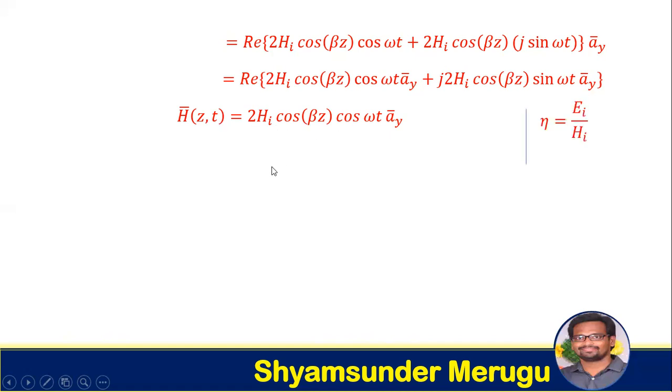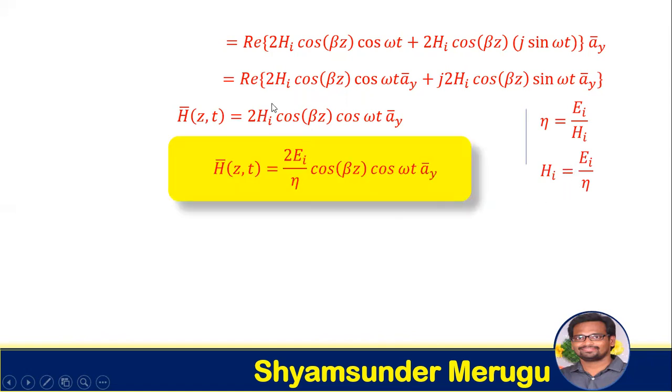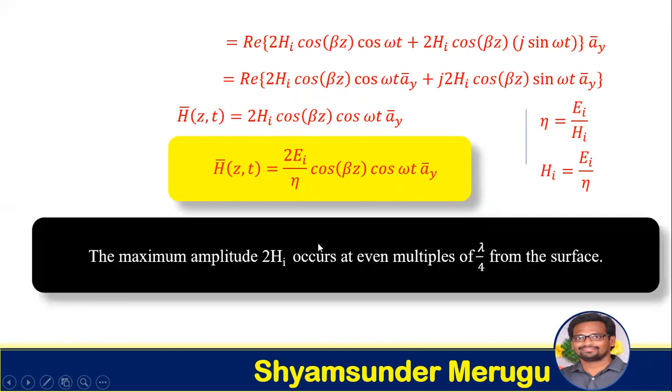So here H̅(z,t) is equivalent to 2H_i cos βz cos ωt a̅_y. And here we know that η is equivalent to E_i over H_i, and H_i can be written as E_i over η, so this H_i is now replaced with E_i over η, and we can write H̅(z,t) equivalent to 2E_i over η cos βz cos ωt a̅_y. The maximum amplitude 2H_i occurs at even multiples of λ/4 from the surface, and again we can observe this from the standing wave structure diagram.